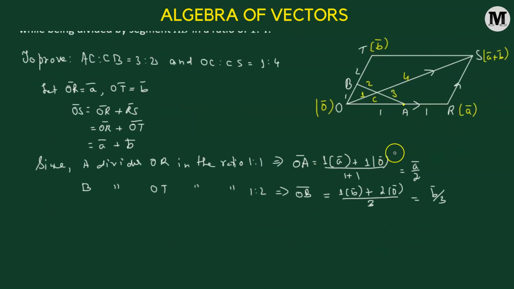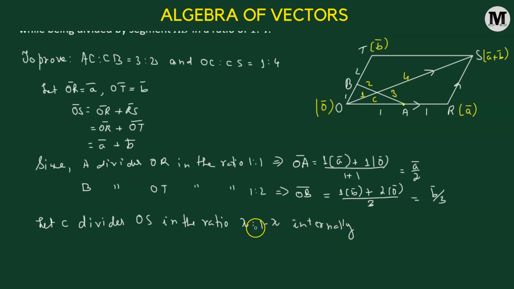Now we're going to make a supposition here. Let C divide the diagonal OS in the ratio lambda to 1 minus lambda internally, so that we can apply the internal section formula. If we consider the entire length OS to be 1 unit, and OC is lambda, then the remaining portion CS is going to be 1 minus lambda.